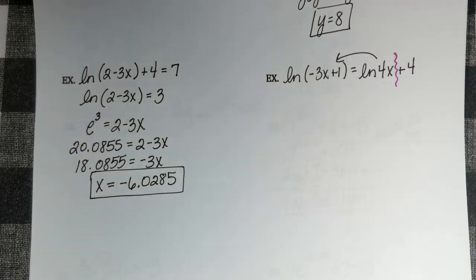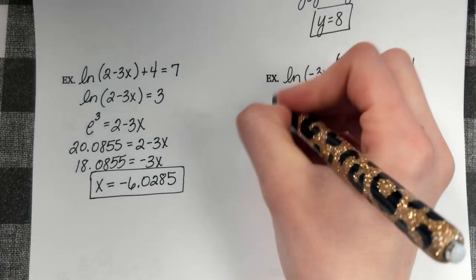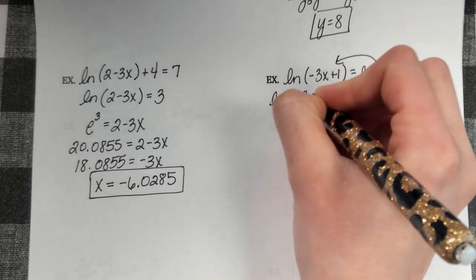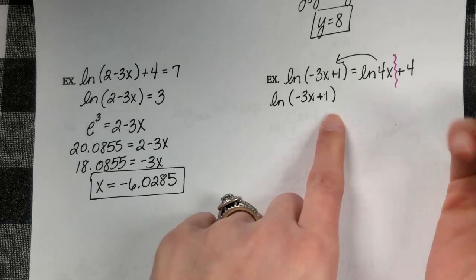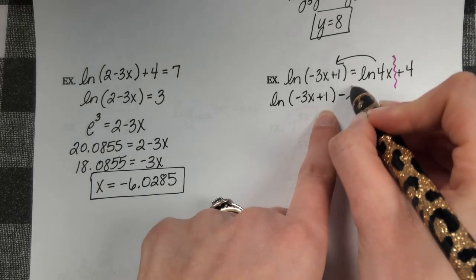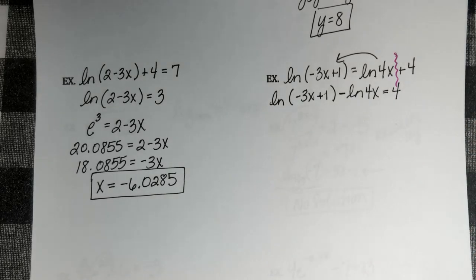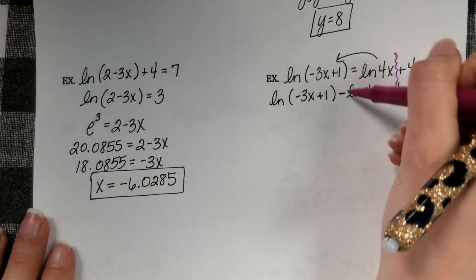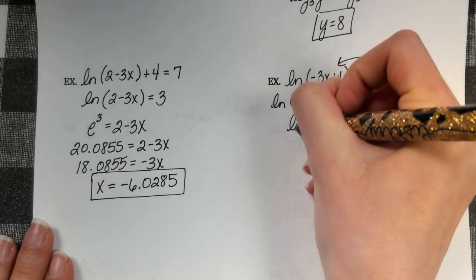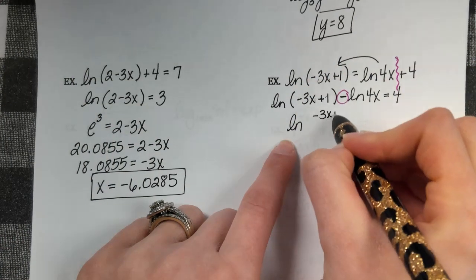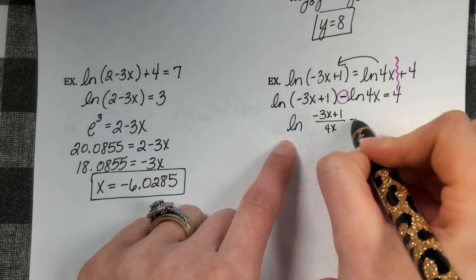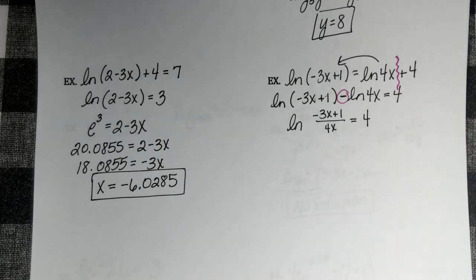Move it over so that I can condense. Okay, so I'm going to have natural log of negative 3x plus 1 minus natural log of 4x, and that is equal to my 4. Now I have a minus. What does that tell me? I'm dividing negative 3x plus 1 by 4x, and that is equal to 4. Okay, I've got my natural log isolated. It might look different than what all the other problems look like, but it's isolated.